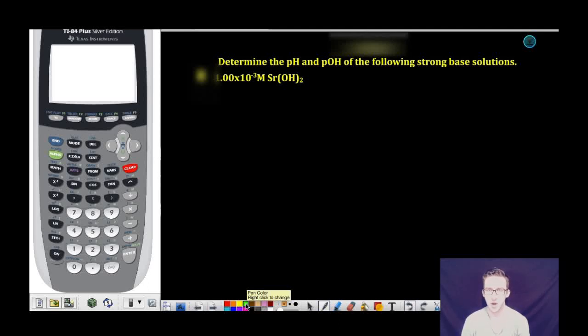Okay, we're going to skip now to problem number 15. Again, we're asked to determine both the pH and pOH of the following strong base solutions. This time we're looking at a 1.00 times 10 negative 3 molar strontium hydroxide solution. So think about which one I'm going to solve for first. This time I'm going to solve for the pOH first because I'm dealing with a base.